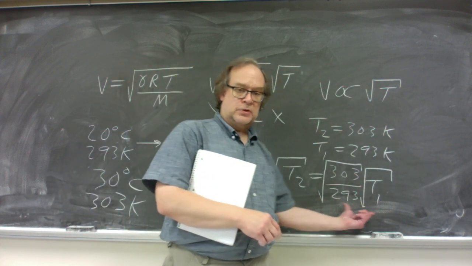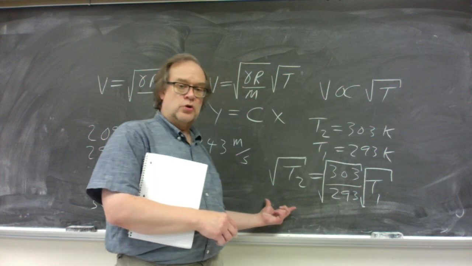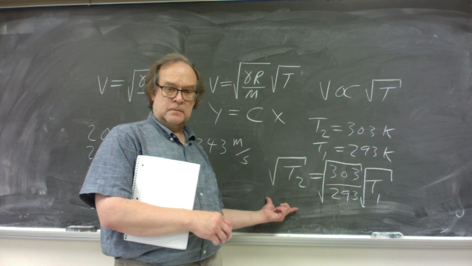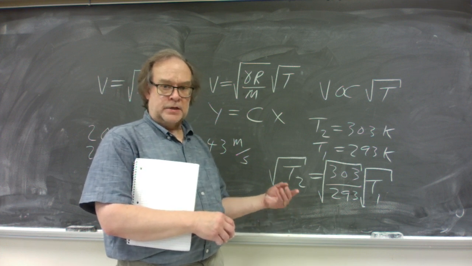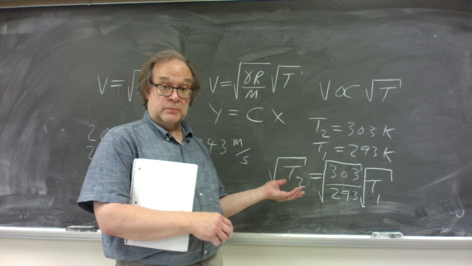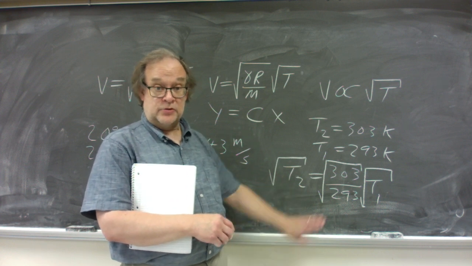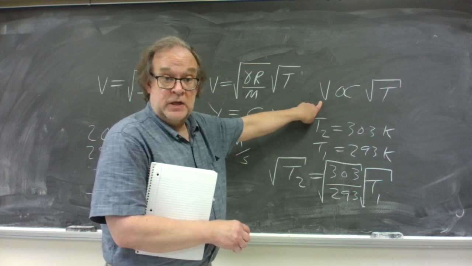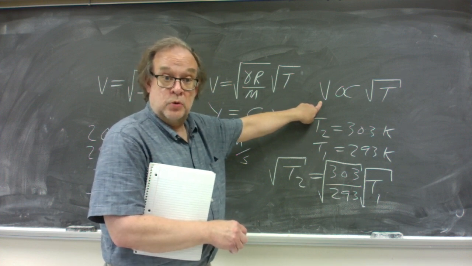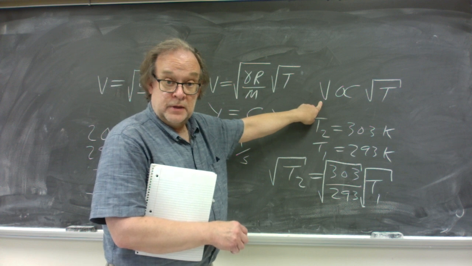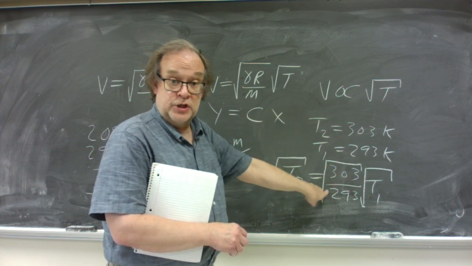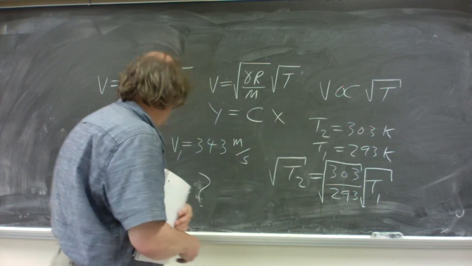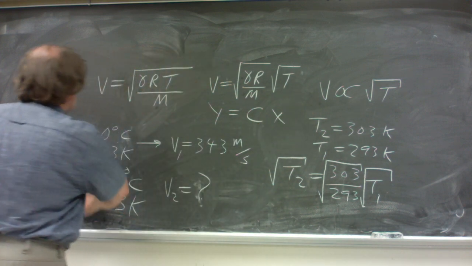Old square root temperature times some factor gives you new square root temperature. So anything that is proportional to square root temperature changes by exactly the same factor, changes by this factor. And it's the speed of a sound wave that is proportional to square root of temperature. And so if square root of temperature changes by this factor, then the speed of the sound wave changes by that same factor. So what have we got?